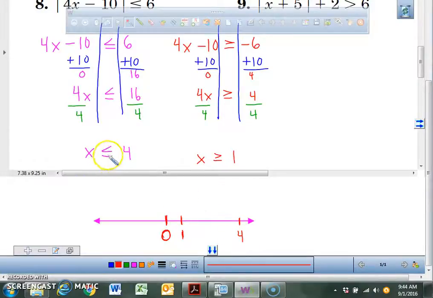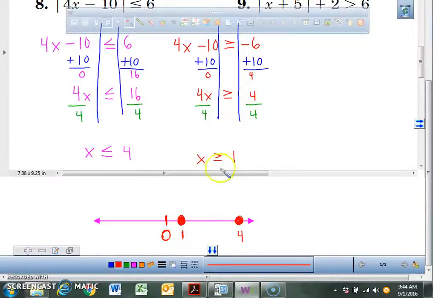Now when you see this less than or equal to, make sure you put a big old fat solid dot right there because I'm including the number 4. And over here where it says greater than or equal to a 1, you're going to put another dot. Make it nice and fat. There you go. By making it solid, you're saying, I'm including that number.